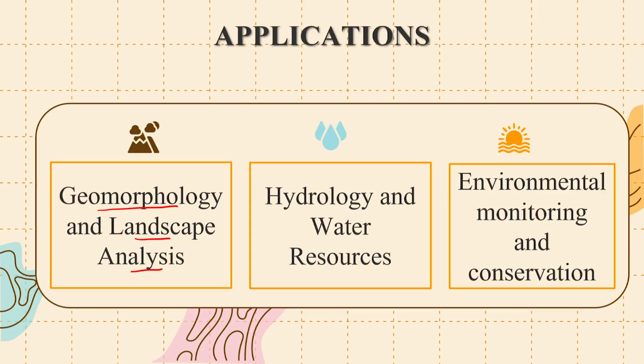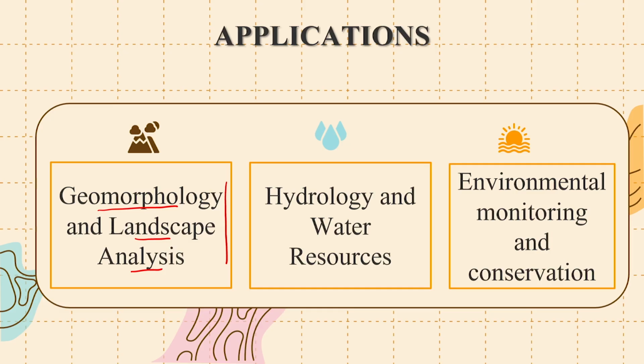So what does it mean? We have a lot of rivers, we have a lot of valleys right now. So before like the 1950s, what was the condition of those things? In order to understand that, we can use relative relief to understand the history, evolution and the development of those. The next one is hydrology and water resources.